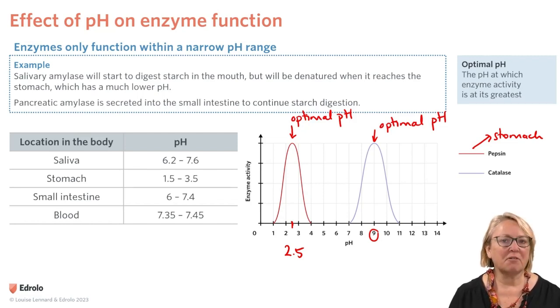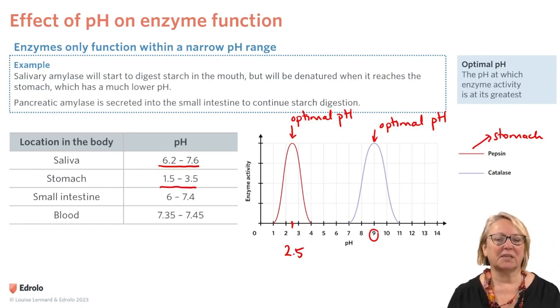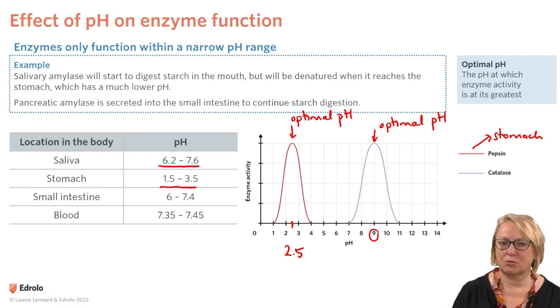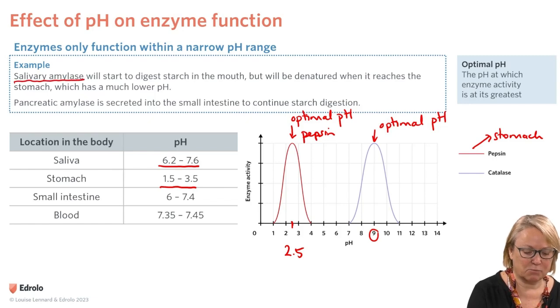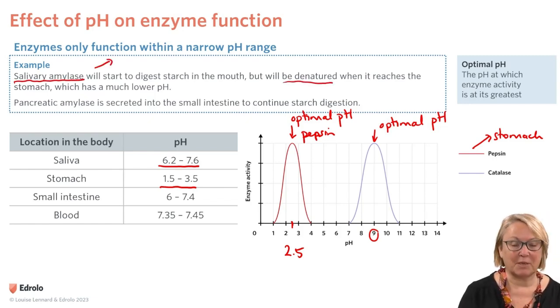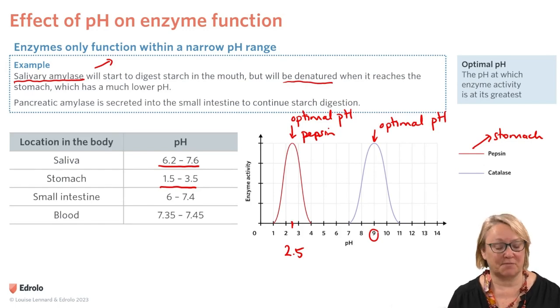So salivary amylase, which is an enzyme that catalyzes the breakdown of starch, starts when we start chewing food in the mouth, because saliva has a pretty neutral pH of 6.2 to 7.6. When that amylase hits the stomach, the pH drops significantly, to around pH 2, which is the optimal pH for pepsin, but the salivary amylase will be denatured in the stomach. So it will no longer have that active site.